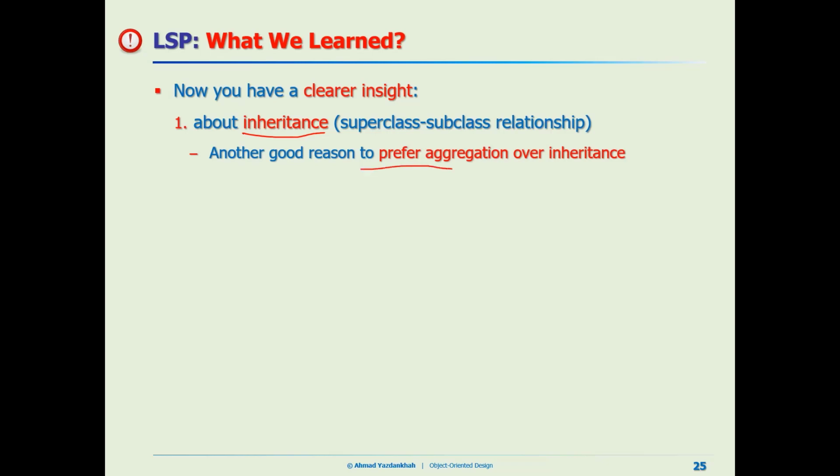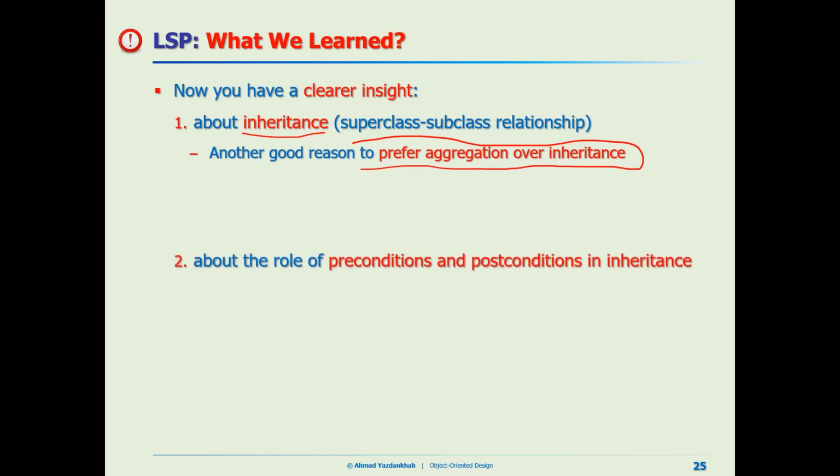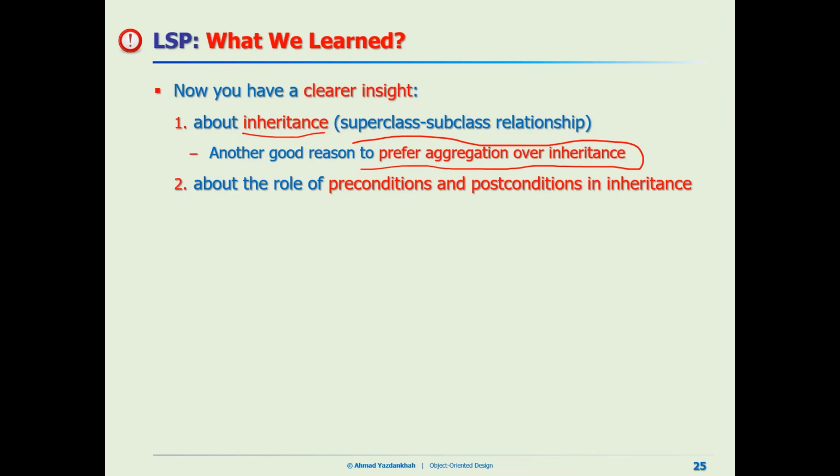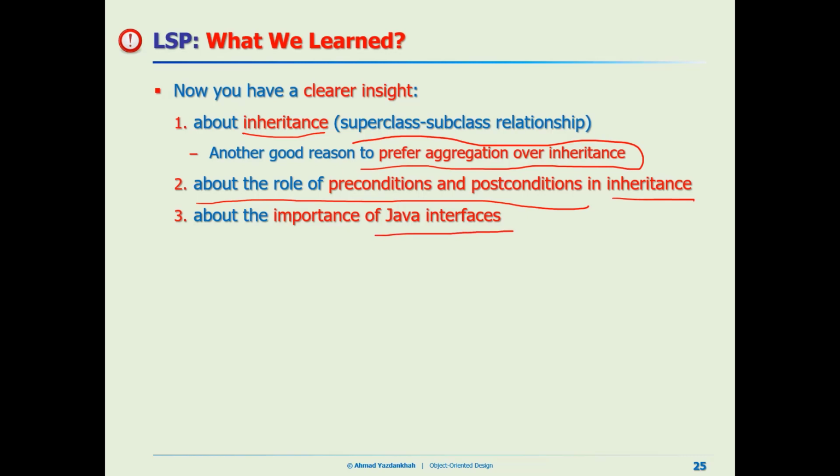If you remember, I already said that we usually prefer aggregation over inheritance, and today we saw one of those reasons. Now we have a clear understanding and insight about preconditions and postconditions and their role in inheritance. And one more time, we learned the importance of abstractions, especially Java interfaces and Java abstract classes.